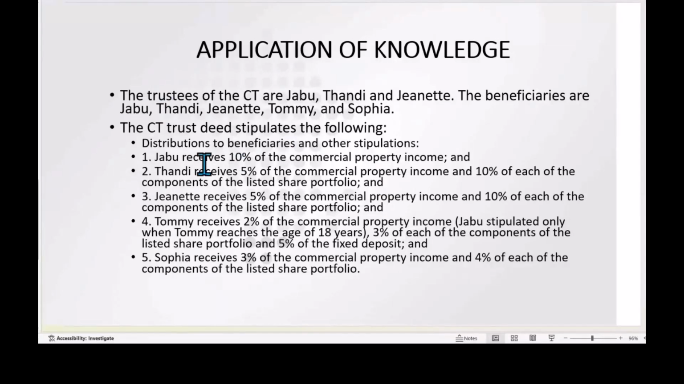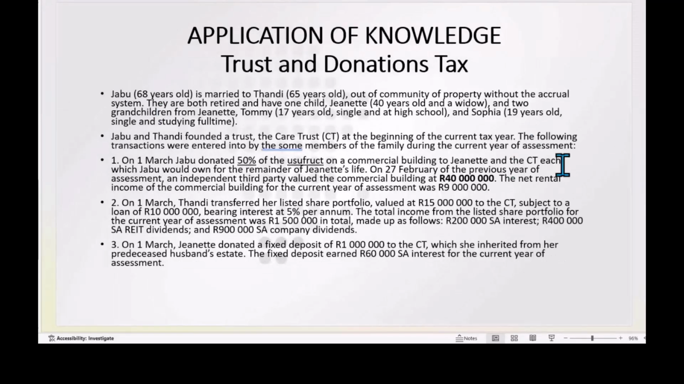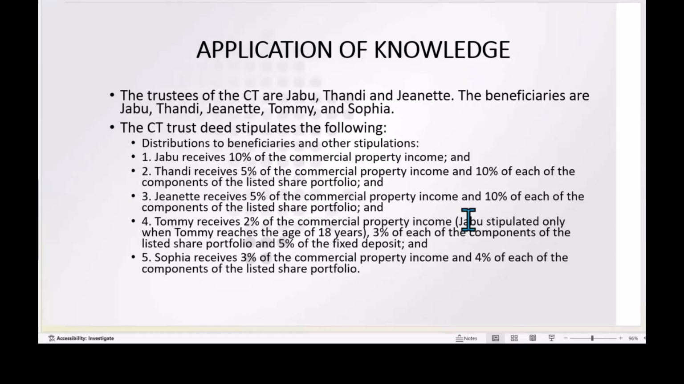It tells us that Jabu receives 10% of the commercial property income. And then, he only received the 10% from the commercial property. Is that the only thing that he will be taxed on? If we look at the donation that he made to the trust, he donated that property. And then there was a condition that came about with Tommy receiving the 2% of the commercial property income. There was a condition that this will only happen until he reaches the age of 18 years.